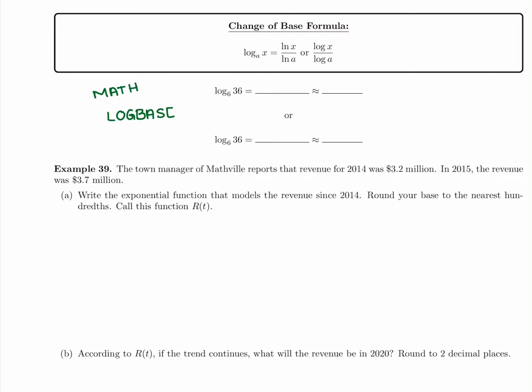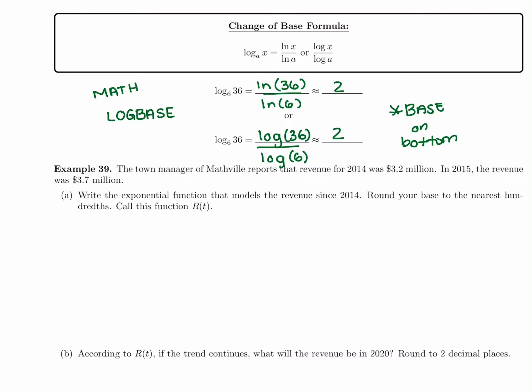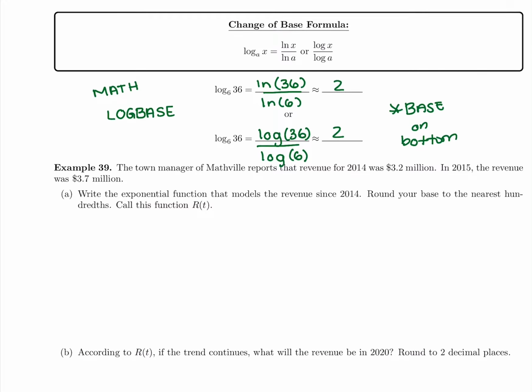If you cannot change the base of your log, what you can do is ln of the number divided by ln of the base, and you'll get the same answer that you would with log of the number divided by log of your base. Either way, base goes on bottom. So just in case you don't have that option under math, if you do not have it, you can use the ln or log button as long as you put the base on bottom.